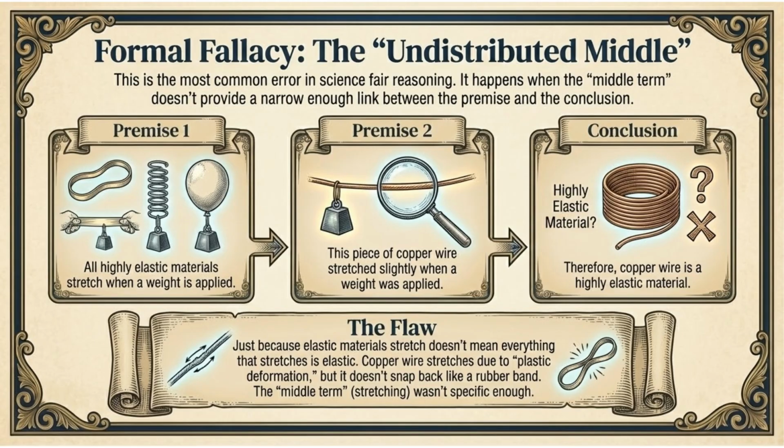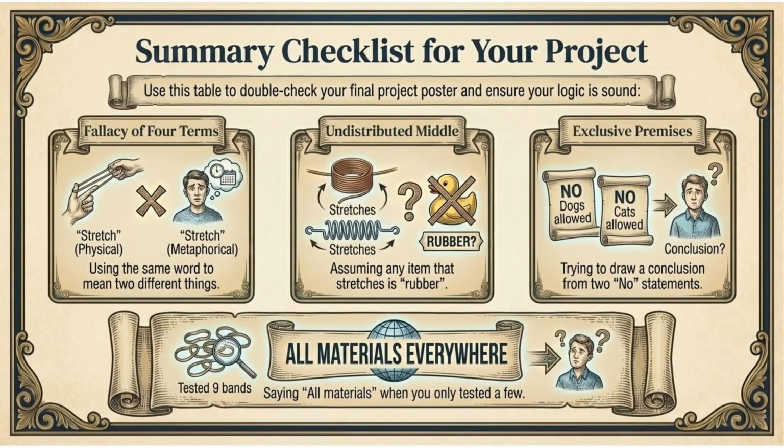The most common formal fallacy is the undistributed middle. This happens when the middle term, like stretching, is not specific enough to connect the major and minor premises, leading to an incorrect conclusion. Use this summary checklist to double-check your project's logic. Watch for the fallacy of 4 terms, the undistributed middle, exclusive premises, and overgeneralizing your conclusion.